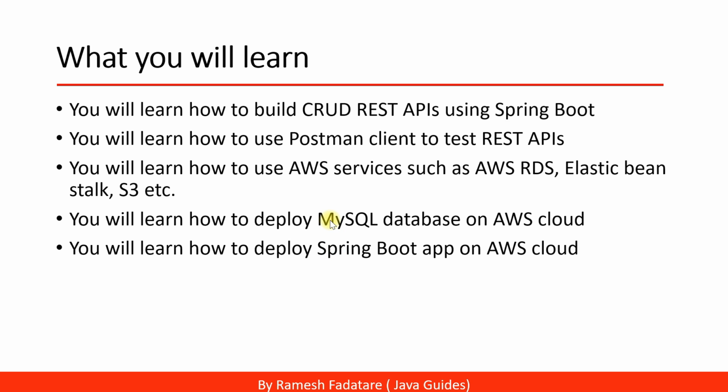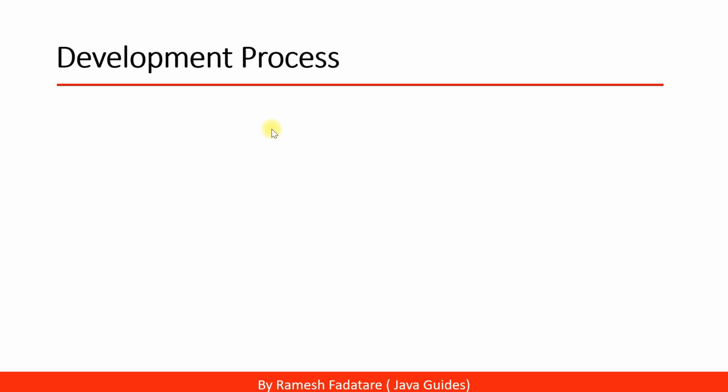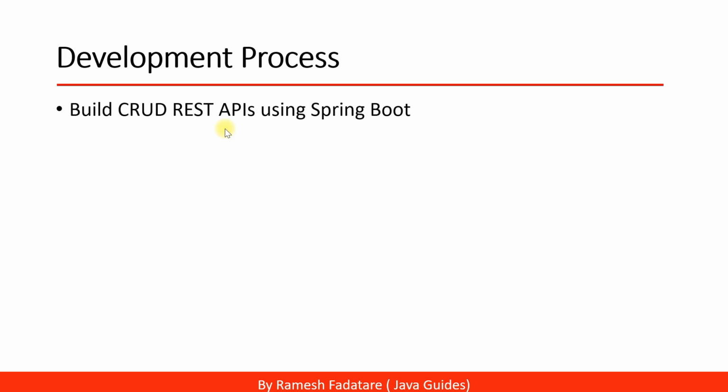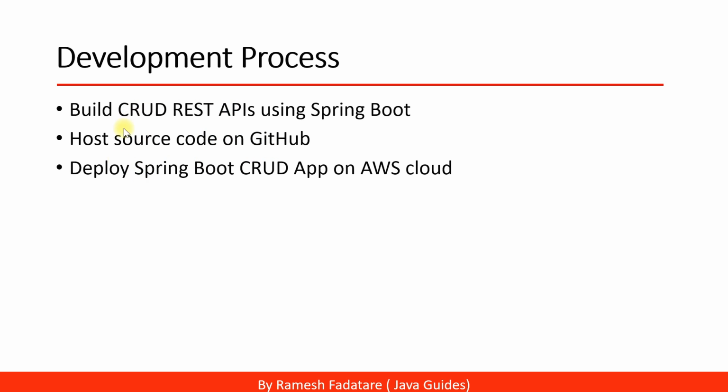Okay, so this is end-to-end course, how to build REST APIs using Spring Boot and how to deploy Spring Boot application on production, that is on AWS Cloud. Here is the development process. First, we will build CRUD REST APIs using Spring Boot step by step, line by line coding, and then we will host source code of this project on GitHub, and then we'll deploy this Spring Boot CRUD application on AWS Cloud. Okay, these are the high level steps.